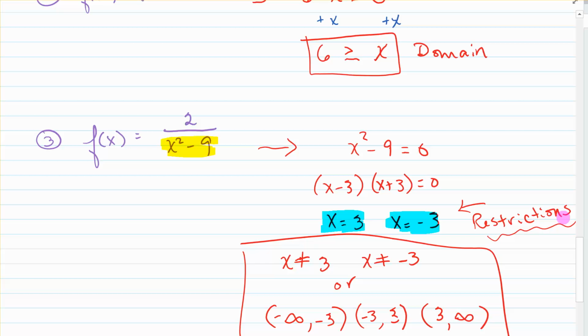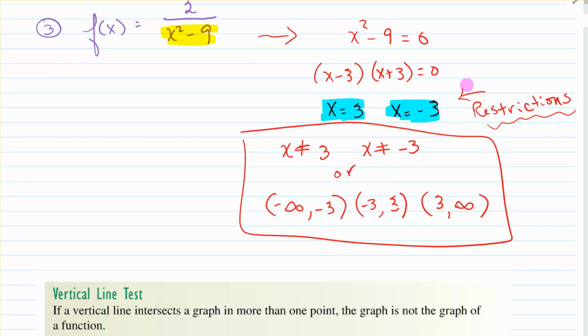So the domain is x not equal to 3, x not equal to -3, or if you had to put it in interval notation, it's from negative infinity up to -3, from -3 to 3, and from 3 to infinity.